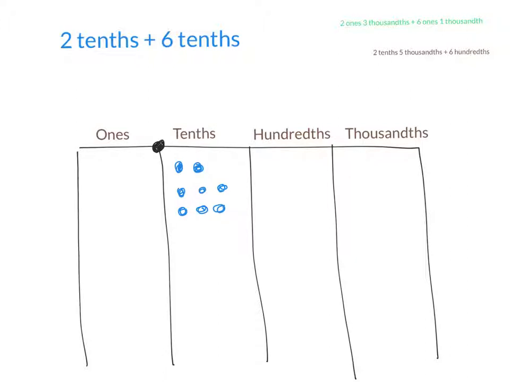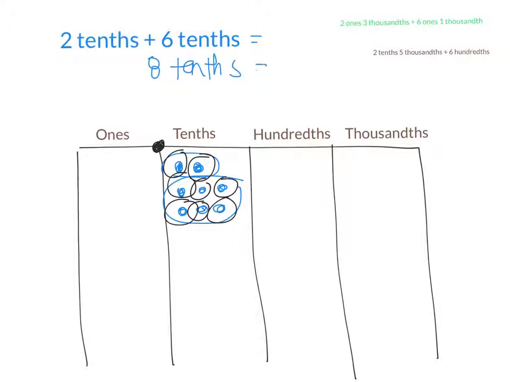Okay, based on what we've drawn, if I had originally 2 tenths, and then I drew 6 more tenths, what do I have when I add that all together? 8. How many do I have inside my tenths column? 8. 1, 2, 3, 4, 5, 6, 7, 8. So therefore, 2 tenths plus 6 tenths equals 8 tenths. How do I write that using standard form? 0.8.